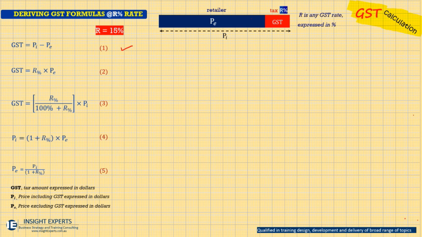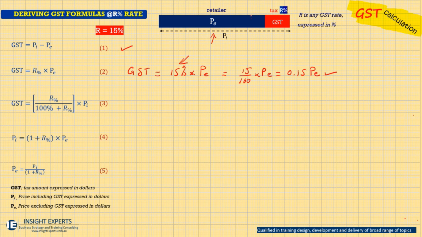Now, in terms of formula number 2, it states that the GST amount is equal to 15% of the retailer recommended price, or PE, which is the price excluding GST. So we can simplify this as 15 over 100 times PE, in other words, 0.15 times PE. Now, from a tax point of view, what the taxman wants from the retailer, as per this formula, is to take 15% of the retailer recommended price.